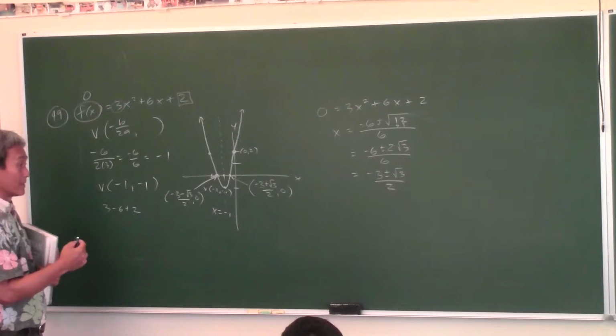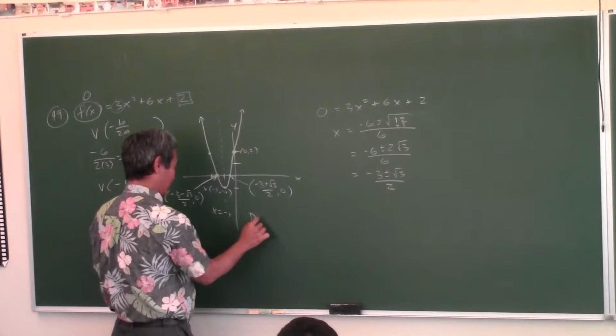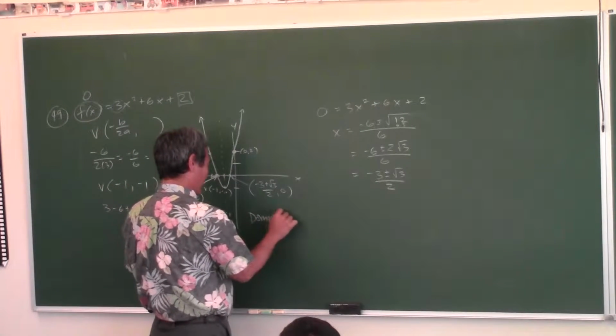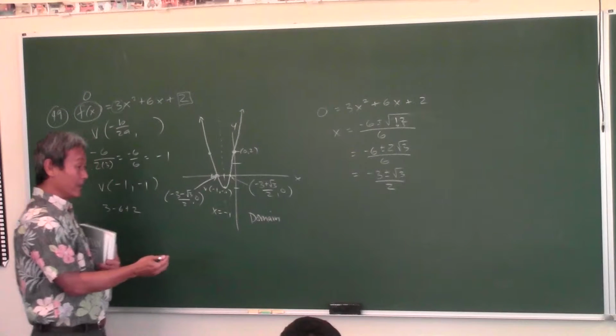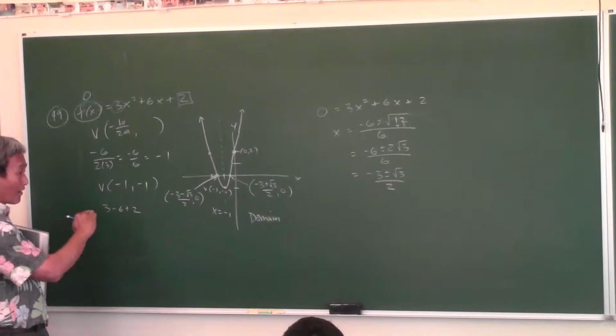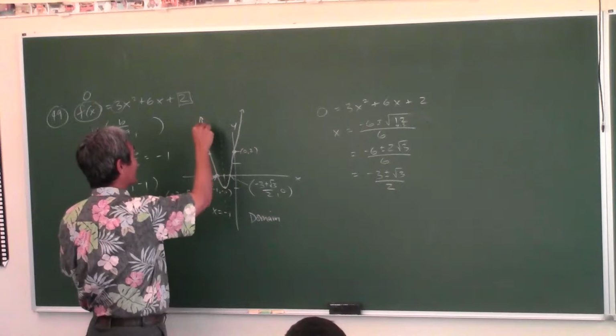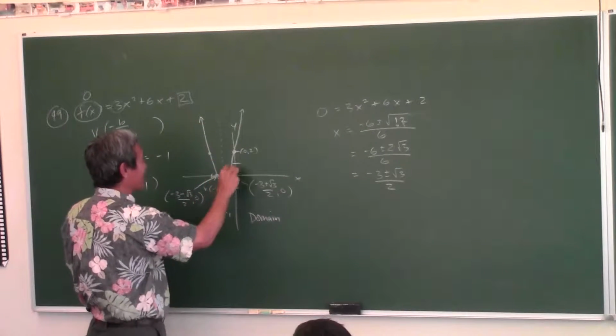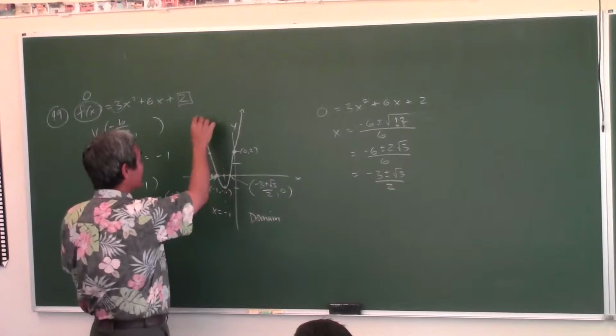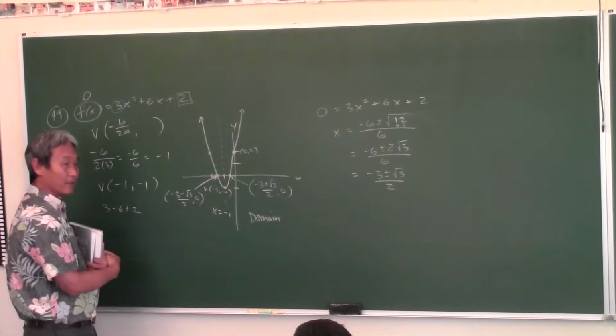Okay, then it says find the domain and range. Now what is the domain? A domain is a listing of all the x coordinates on a graph, okay? So, if I were to list, see, a graph is made up of an infinite number of points. If you list all the x coordinates, what would they be?